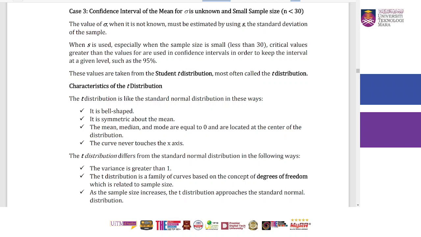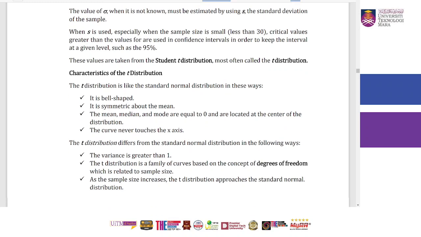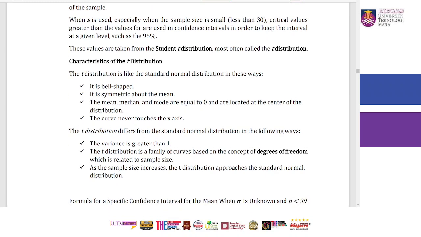Okay. Ini adalah ciri-ciri untuk T distribution. So, saya rasa yang tu boleh baca sendiri lah, eh. So, it says here the T distribution is like a standard normal distribution in this way. It is a bell shape. Sama macam bell shape. It is symmetric about the mean. The mean, median and mode are equal to zero and are located at the center of the distribution. The curve never touches the x-axis. Okay. So this T distribution differs from the standard normal distribution in the following ways. The variance is greater than 1. Okay, variance is greater than 1. Standard normal variance is always equal to 1.